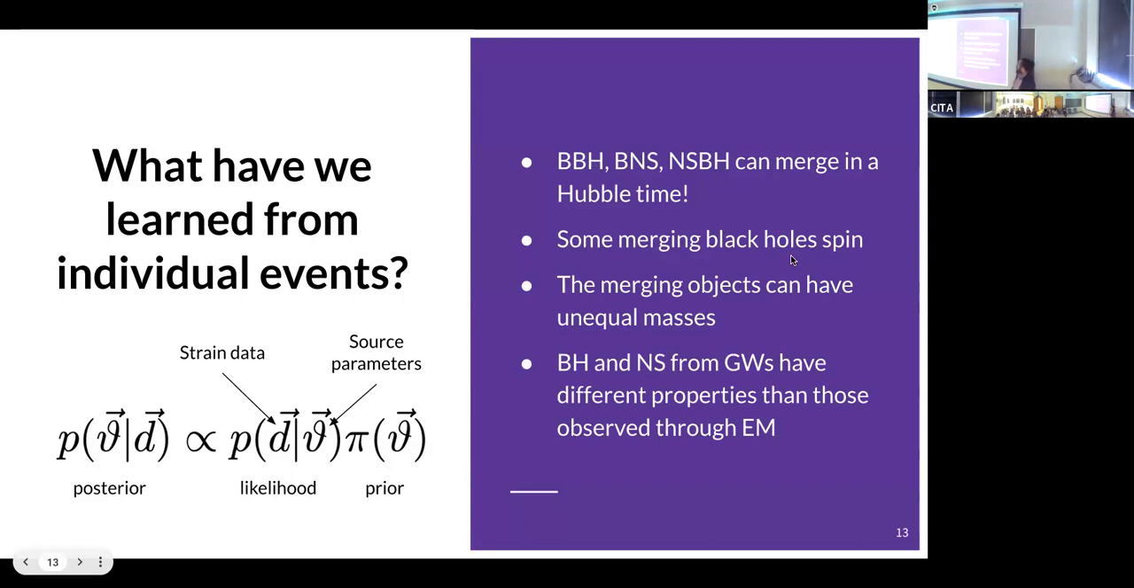And the black holes and the neutron stars that we're detecting from gravitational waves seem to have slightly different properties from those that we've observed electromagnetically. So this is also a very interesting puzzle that we're trying to untangle. And I'll tell you a little bit about how we're doing that later on.